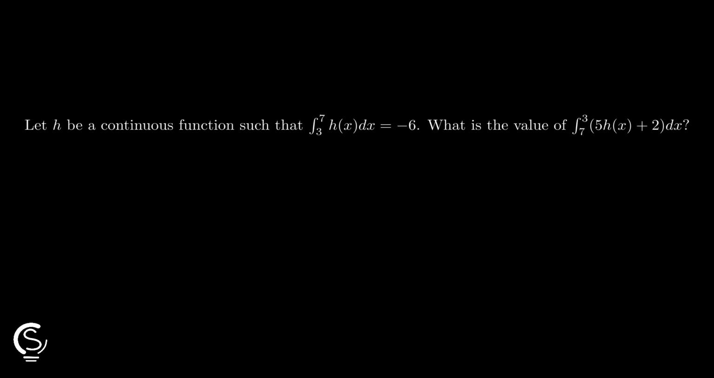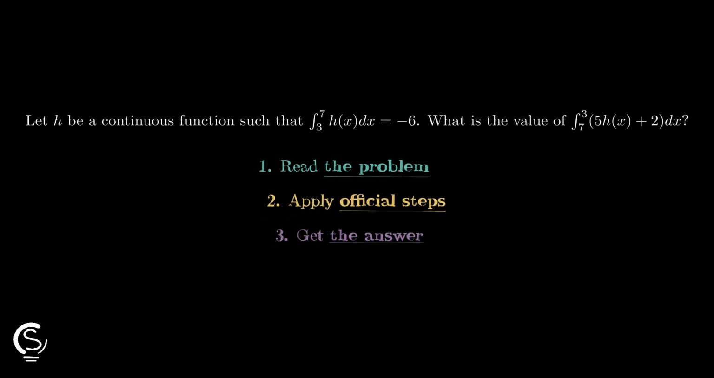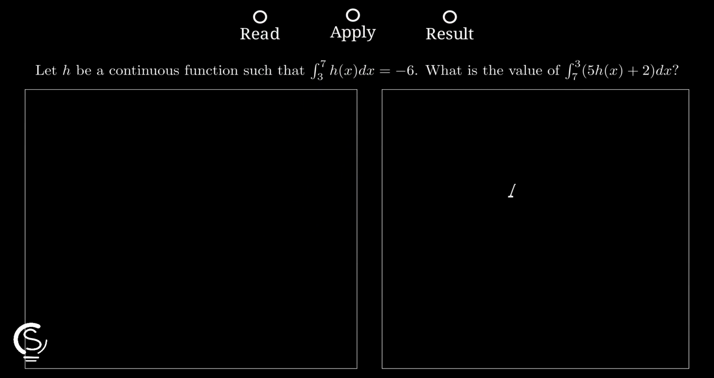Definite integrals can be tricky when the limits are swapped, but we can solve this problem quickly by breaking the expression into two separate parts. First, we split the integral into two pieces. We have the integral of 5 times our function plus the integral of the constant 2, both evaluated from 7 down to 3.